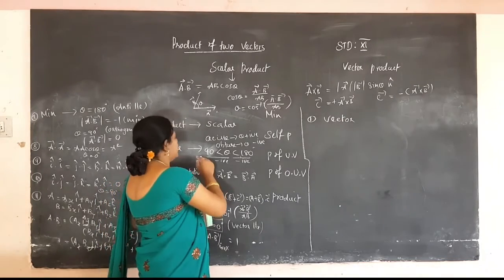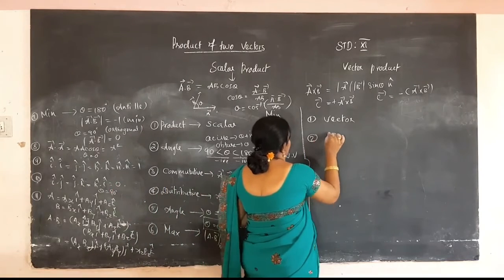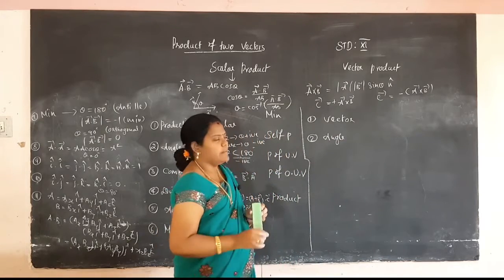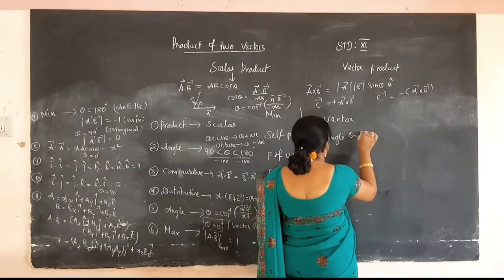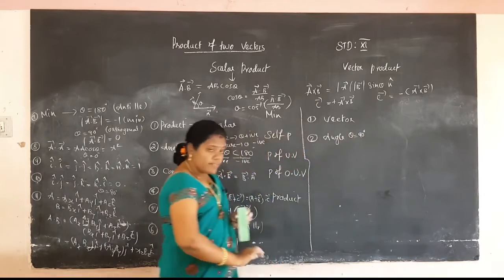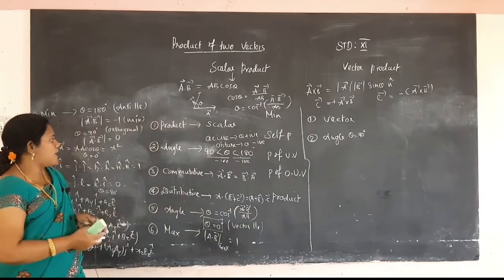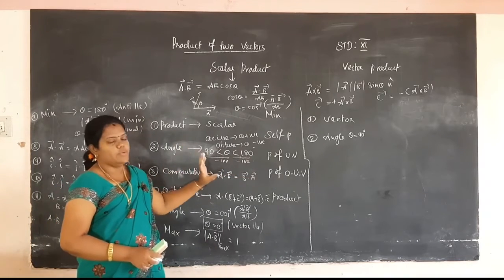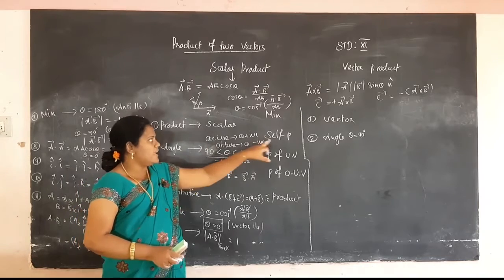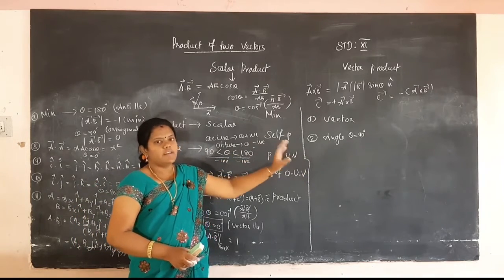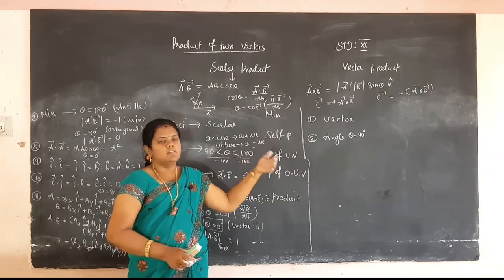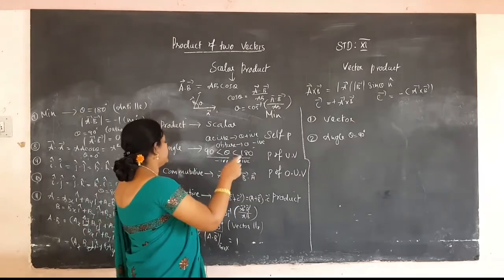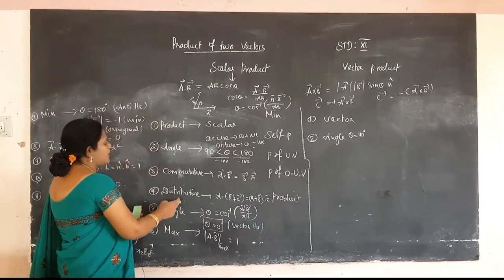Second, the angle theta is 90 degrees, because the vectors are orthogonal to one another. For the scalar product the angle can range from 90 to 180 degrees, the obtuse and acute angles, taken as positive and negative. In the vector product, the angle is always theta equal to 90 degrees, because the vectors are in the nearest form of orthogonal. Then the commutative law and the distributive law.